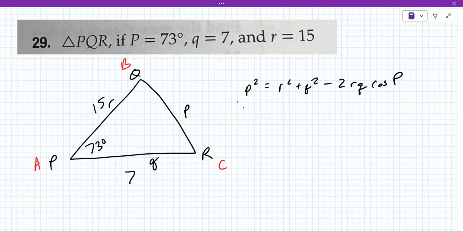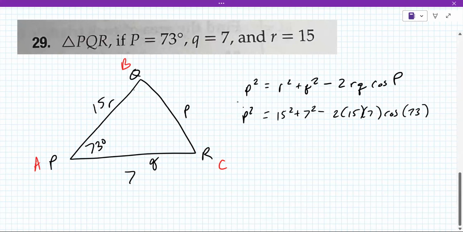Do you think you'll get the formulas on the test or quiz for this? Yes, I think we will. Okay, then no need to sort of worry about the formulas. So in this problem, you're given R is 15, Q is 7, 2 times 15 times 7 cosine 73. Again, that's p squared, so you have to take a square root to find the missing value.